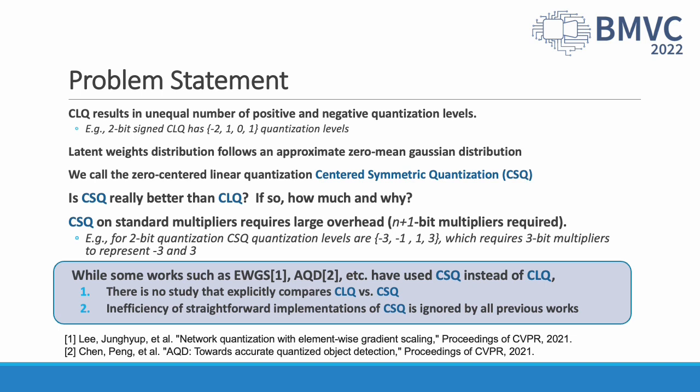The second problem is that CSQ realization on hardware using standard multipliers requires n plus 1 bit multipliers to realize n-bit CSQ values, which is a very large overhead. To summarize, even though some works have used CSQ instead of CLQ, there's no study that explicitly compares CLQ and CSQ, and the inefficiency of the hardware realization of CSQ is ignored by all the previous works.